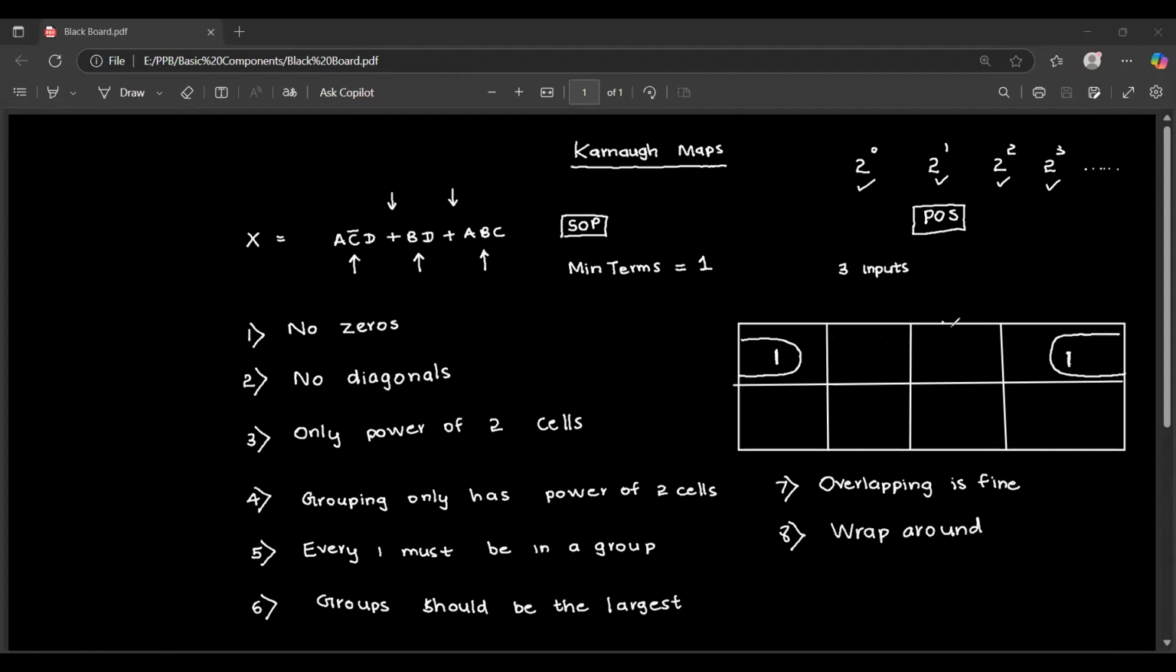I mean, if this rectangle was curved into a cylinder, this one and this one will come together. Don't you think? So they are consecutive to each other. So you can wrap around. Not only vertically, you can do that horizontally also. I mean, not only horizontally, you can do that vertically also. Here they are consecutive to each other.